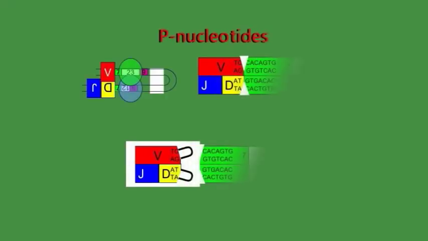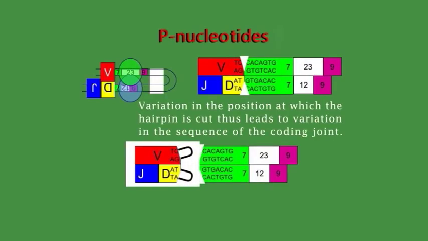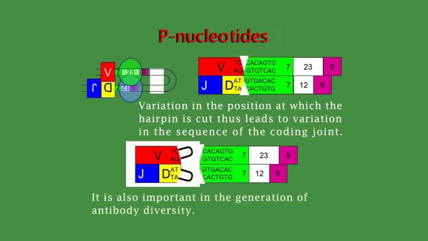This second cleavage sometimes occurs at a position that leaves a short single strand at the end of the coding sequence. The subsequent addition of complementary nucleotides to this strand, P-addition, by repair enzymes generates a palindromic sequence in the coding join, and so these nucleotides are called P-nucleotides. Variation in the position at which the hairpin is cut does lead to variation in the sequence of the coding join. Therefore, it is also important in the generation of antibody diversity.